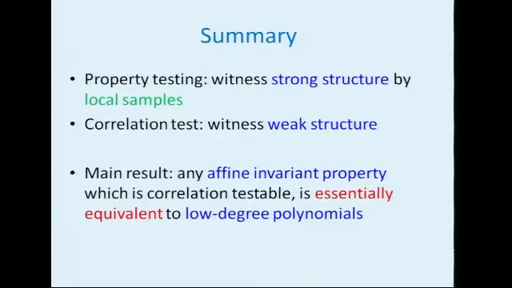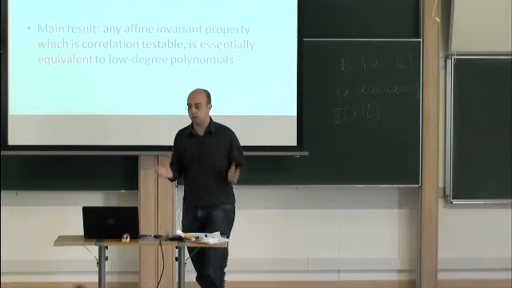So if you want to witness weak structure, then essentially the only thing you can do is use the inverse Gowers theorems and witness correlation with the relevant polynomials. You cannot find other properties that have this correlation testing.